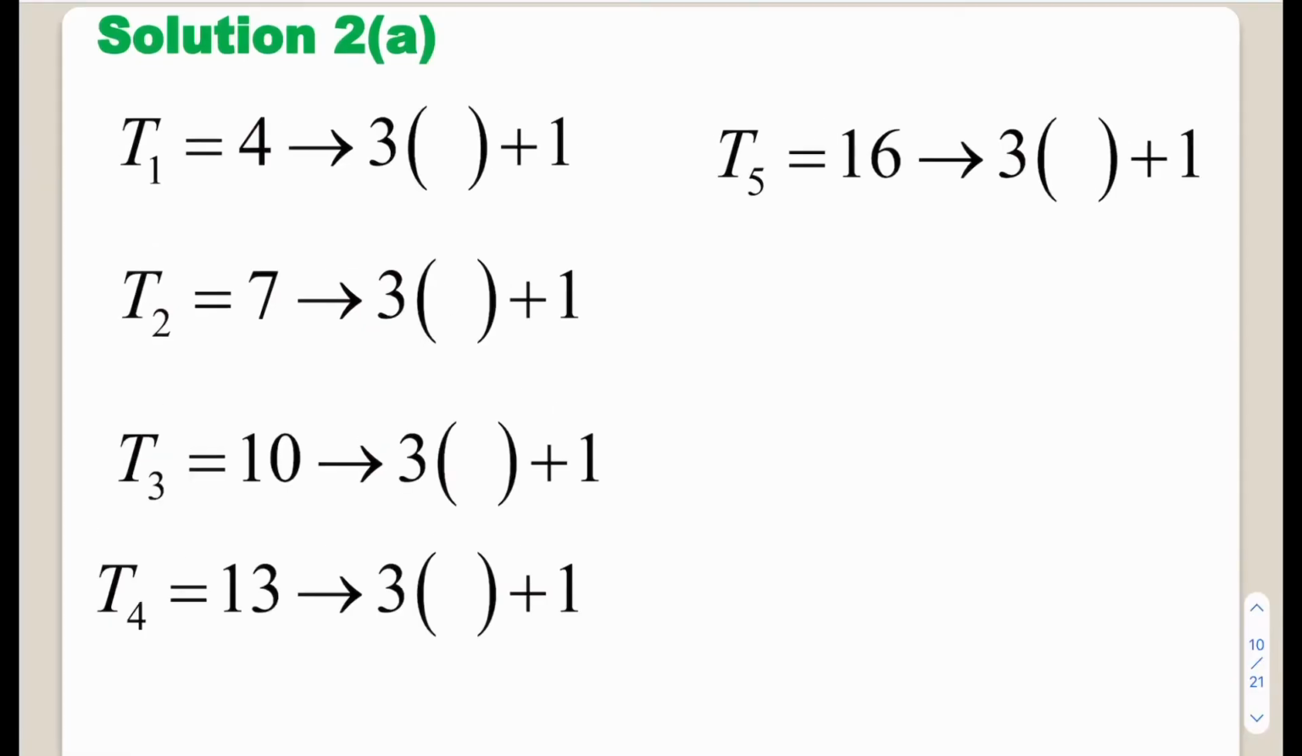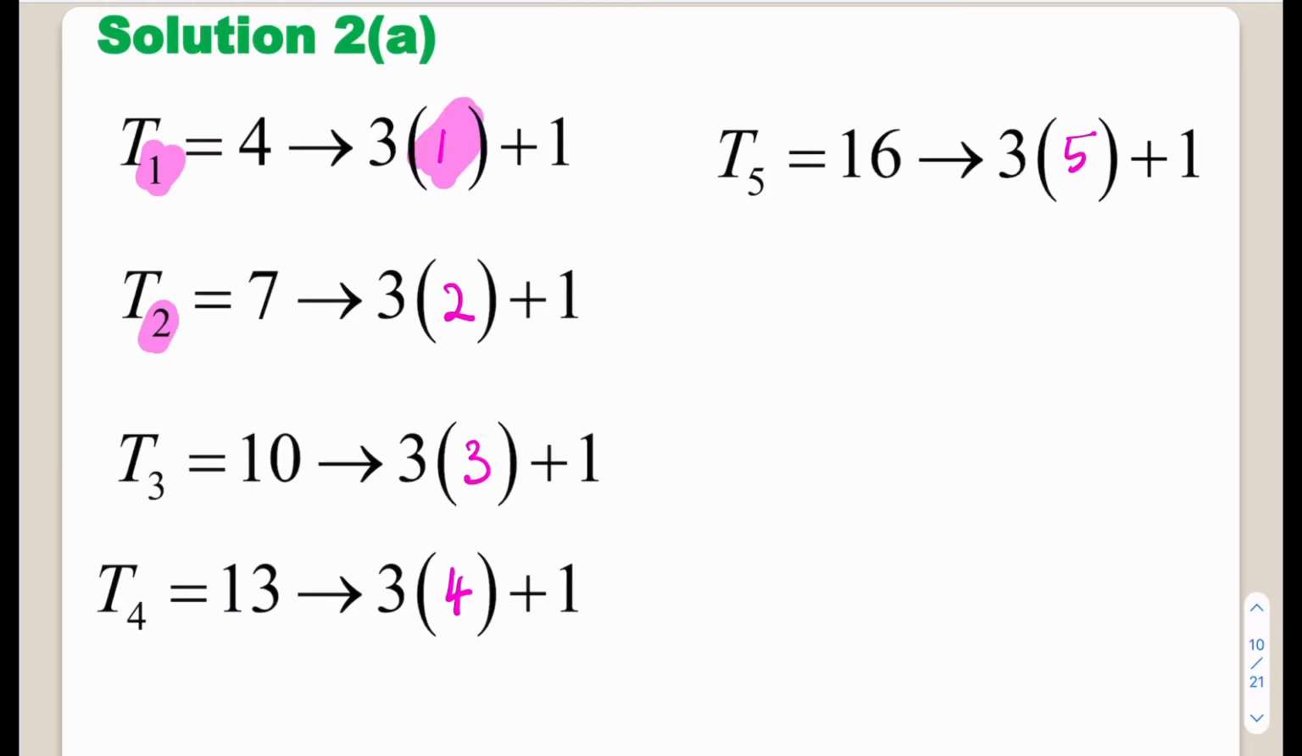in order to recognize its pattern. T1 equals to 4, we can write as 3 multiplied by 1 plus 1. T2 equals to 7, we can write as 3 multiplied by 2 plus 1. T3 equals to 10, we can write as 3 multiplied by 3 plus 1. T4 equals to 13, we can write as 3 multiplied by 4 plus 1. And T5 equals to 16, we can write as 3 multiplied by 5 plus 1. So, you can see the pattern is 3 multiplied by n plus 1.